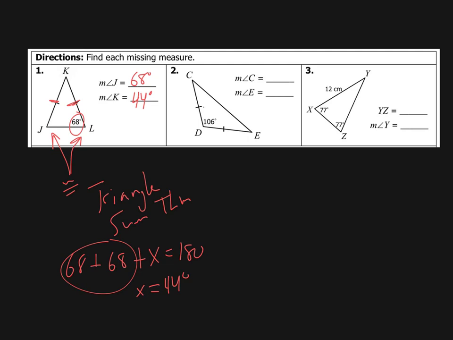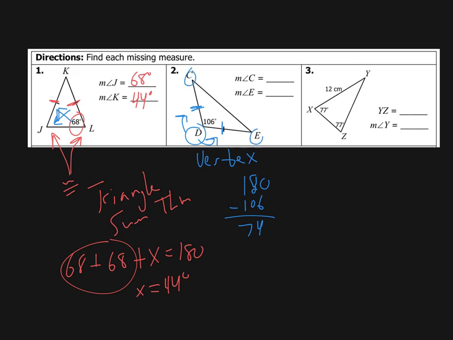Next, number 2. I see that I have two sides marked congruent. So again, I have an isosceles triangle, only this time D is my vertex angle. How do I know? It's the angle that's between the two congruent sides, versus 68, which was opposite. Since D is 106, I'm going to take 180 and subtract 106 from that. When I subtract 106 from 180, I get 74.